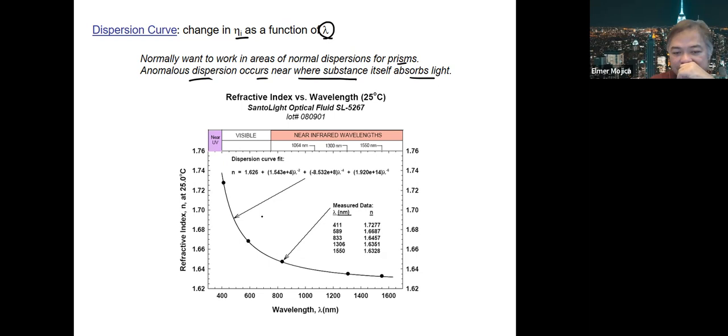If you look at the refractive index value here, as you go from shorter to longer wavelength, there is a change in the refractive index. This is just one material. Look what happened. As the wavelength becomes longer, the refractive index decreases. Do you see what I mean? Class, look at the value here. As it becomes longer, this becomes lower. That is what is called the dispersion curve.